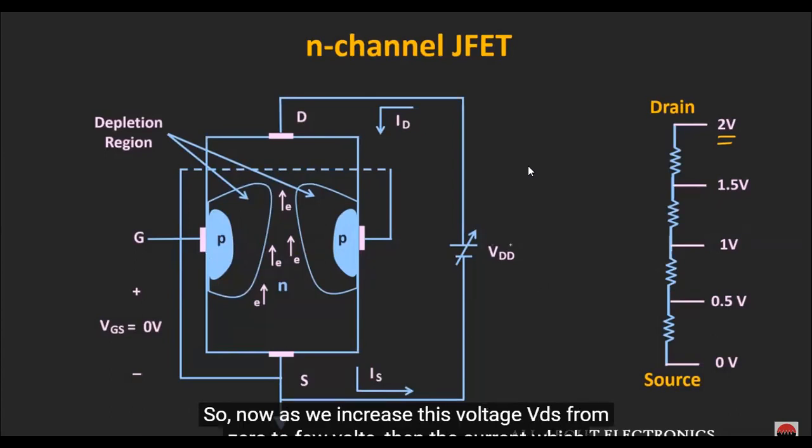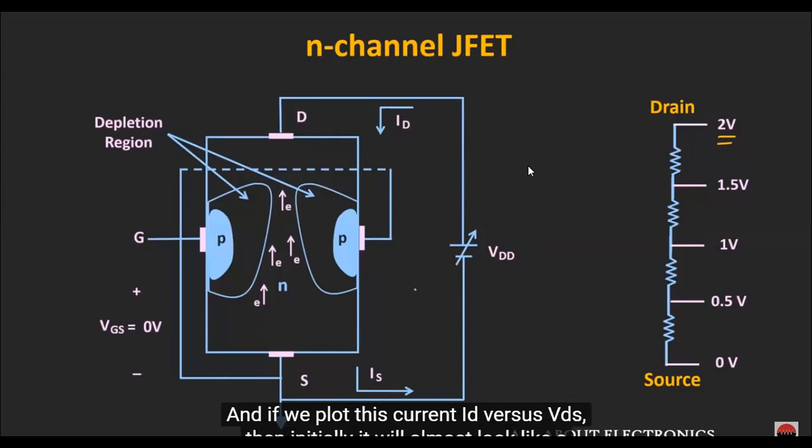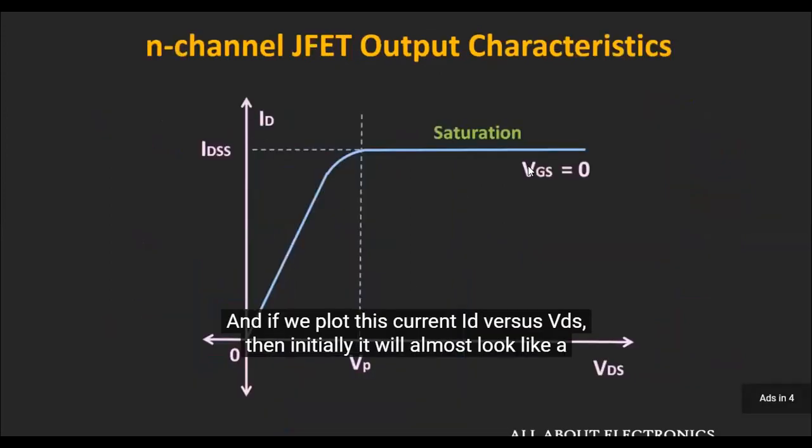So now, as we increase this voltage VDS from 0 to a few volts, the current which is flowing through the channel will increase. And if we plot this current ID versus VDS, then initially it will almost look like a straight line.